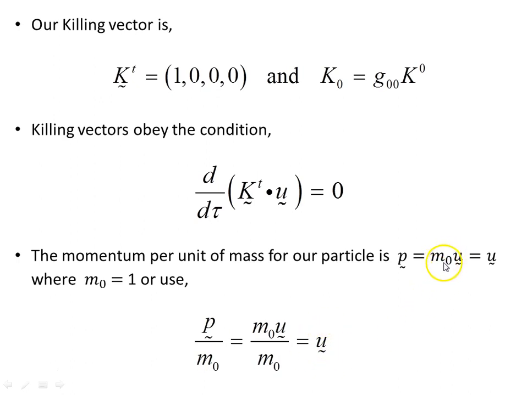I hope everybody can see that. If m0 is actually 1 kilo, just a unit mass, then you put 1 in there and the momentum vector becomes equal to the four-velocity vector. So the momentum per unit mass is equal to the four-velocity. Or if it's not unit mass, then just divide through by the rest mass of the object, and you'll get the same result.